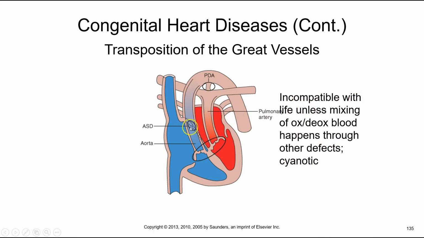But remember that during fetal development, you have a foramen ovale right here. If you have transposition of the great vessels, but you also have an atrial septal defect that mixes oxygenated and deoxygenated blood, you actually have a better chance of life if you have an atrial septal defect, if you also have a transposition of great vessels. So that's pretty crazy. Let that sink in for a second.